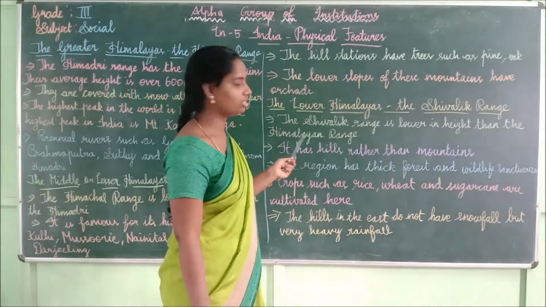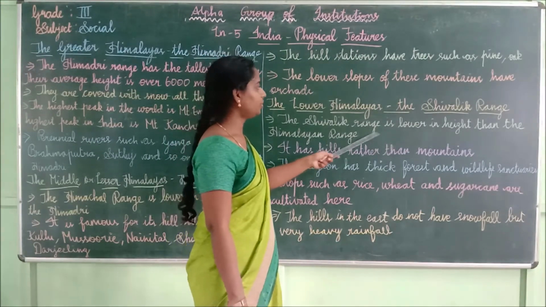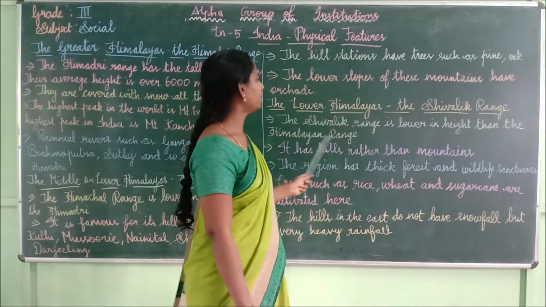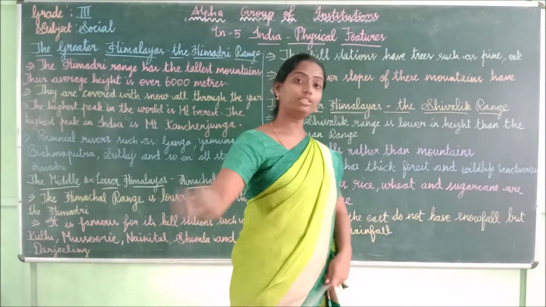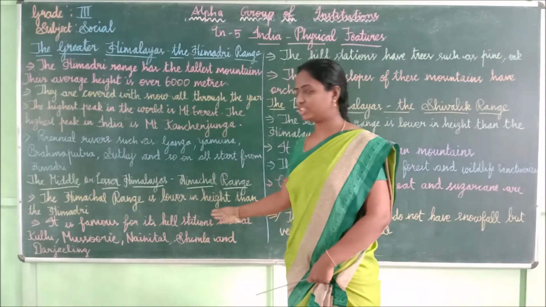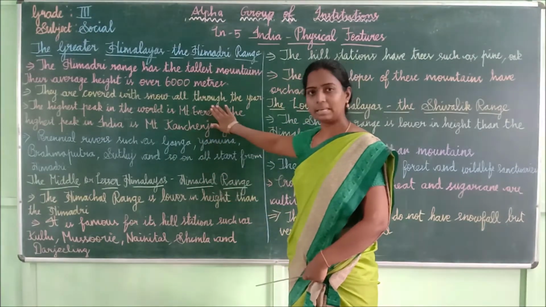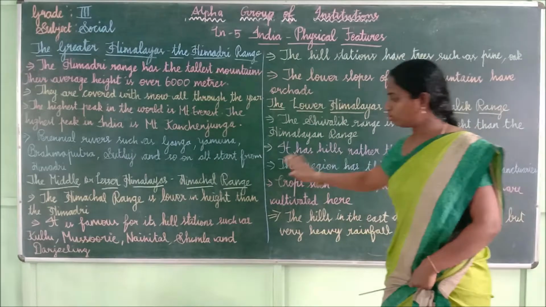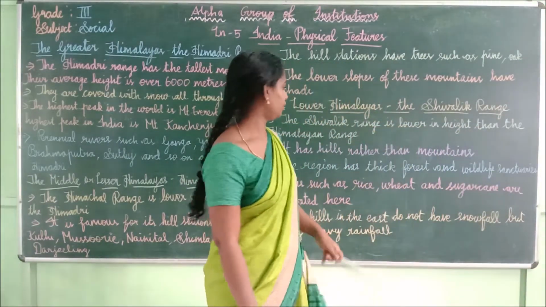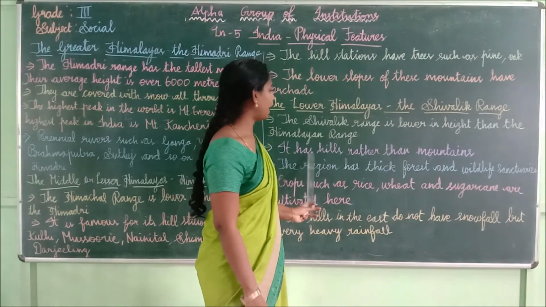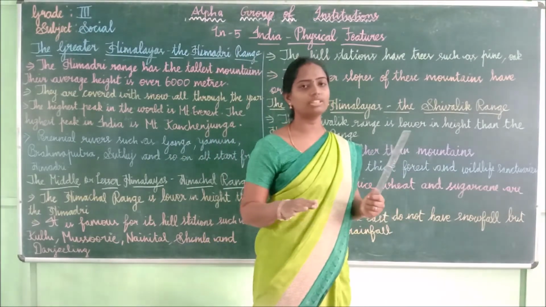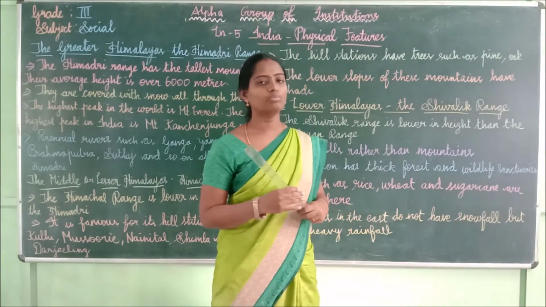Shall we start the read, children? The Shivalik Range is lower in height than the Himalayan Range. It is lower than Himachal, and lower than Himadri. So it is the lowest region. It is mostly covered with hills rather than mountains.